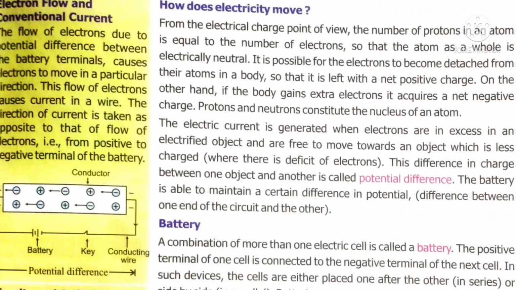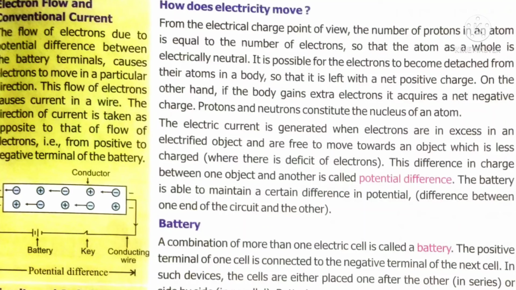Because it has an equal number of positive charge protons and negative charge electrons. You know, a proton carries positive charge, and an electron carries negative charge. If the proton and electron numbers are the same in an atom, then the atom is said to be neutral. If there are fewer electrons in an atom, what will happen?